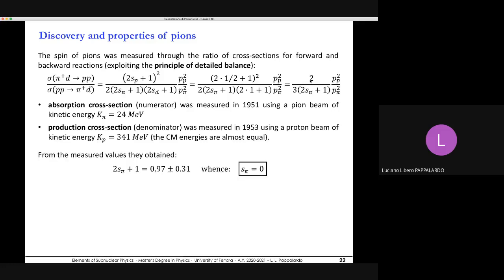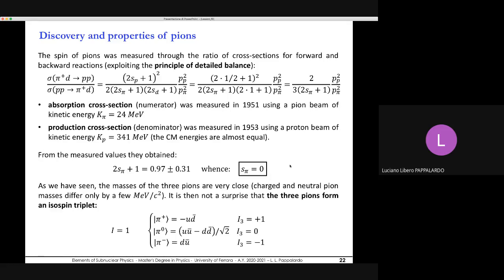And so by inverting this relation, by measuring the cross-section of the two reactions, it results that the quantity 2s_pi+ + 1 must be equal to 1 within uncertainty. And so the only possibility is that the spin of the pions is 0. Okay? So this we assumed already in the past lesson, by saying that pions are scalar, actually pseudo-scalar, but this is the way it was measured.